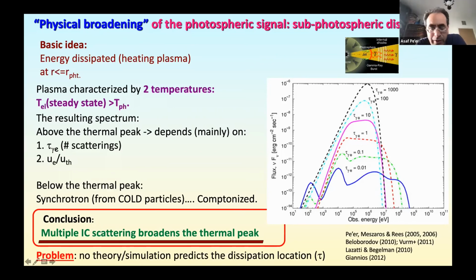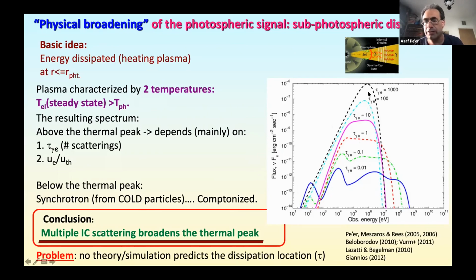This plot, by the way, was assuming continuous heating. So there was not even an assumption of acceleration, which may not exist in subphotospheric dissipation, just heating of the particles. So we might see this kind of strangely shaped synchrotron peak, and then there'll be a thermal peak, and then of course there'll be quantization of them. The end result, of course, as you go to higher and higher optical depths, is that multiple inverse Compton scattering becomes more and more important.